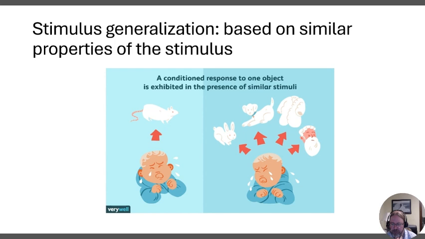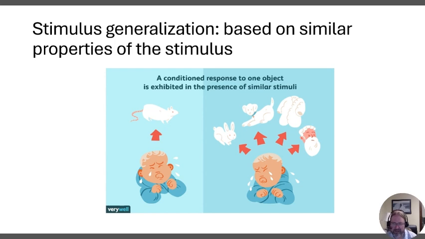Another feature we might see is stimulus generalization. This is when we see responses happening based on a physical similarity between the stimuli. So, a good example would be if we had a green light that is our conditioned stimulus. So, we've established that the green light really predicts a conditioned response.